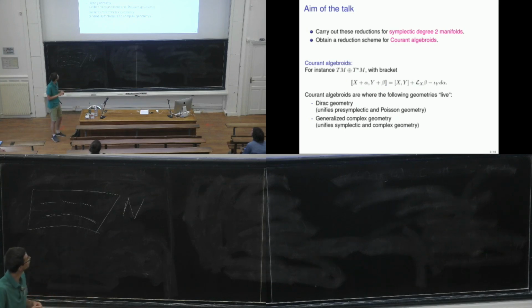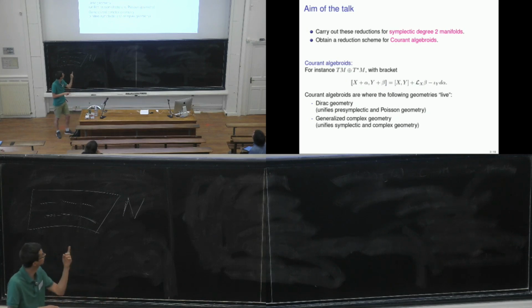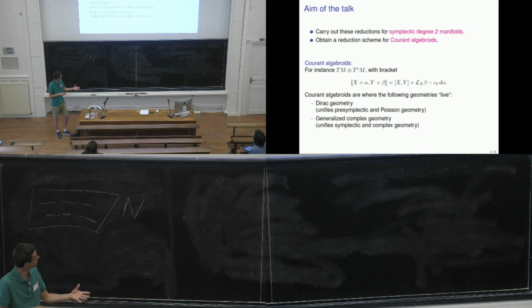And I wanted to say something about Courant algebroids at the beginning because maybe not everyone is familiar. So that's an example. If you have a manifold, the tangent plus the cotangent bundled together form a Courant algebroid, and the most important part of the structure is the bracket on the sections, which is called the Courant bracket, and it's not skew symmetric, so it's not a Lie bracket.